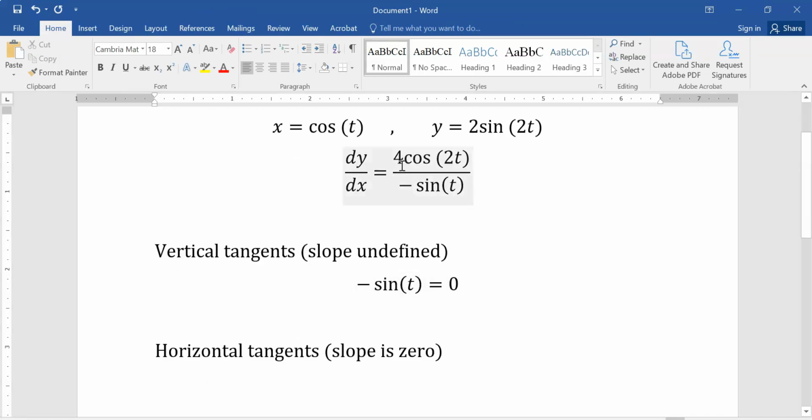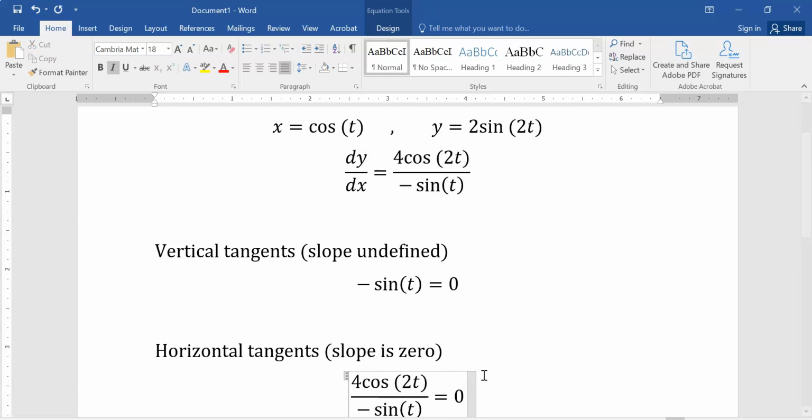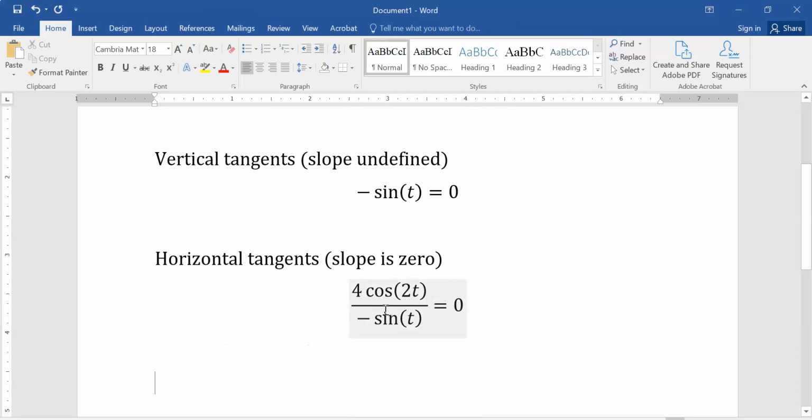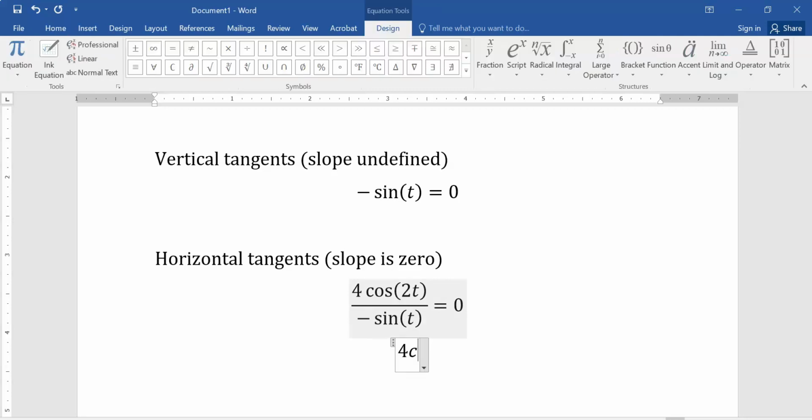Horizontal tangents, well, we need this entire fraction to be 0. By the way, it's easier to think of that entire fraction being 0. I'll solve that in just a second, but I do want to mention if that entire fraction is 0, just multiply both sides by negative sine of t, and what do you end up with? You end up with that thing is 0 when the numerator is 0. So to get our vertical tangents, we'll solve this one. To get our horizontal tangents, we'll solve this one.